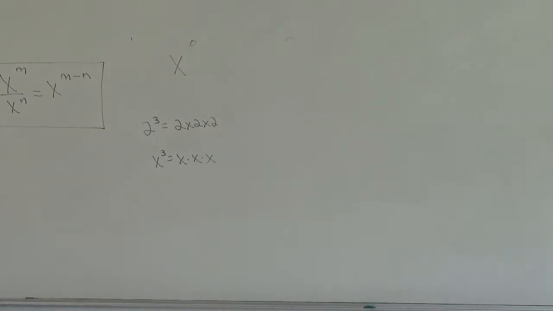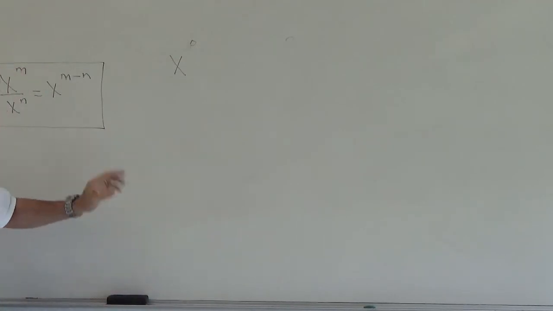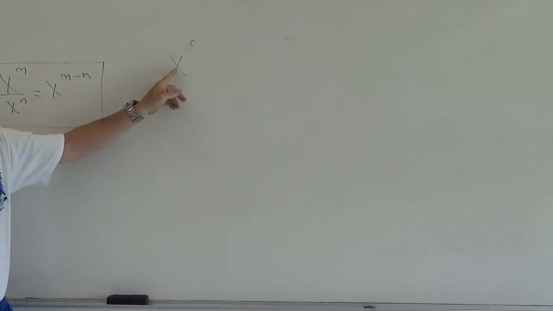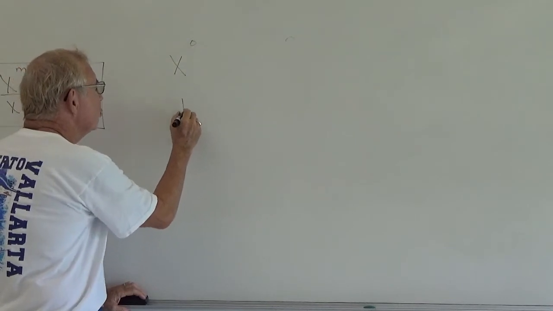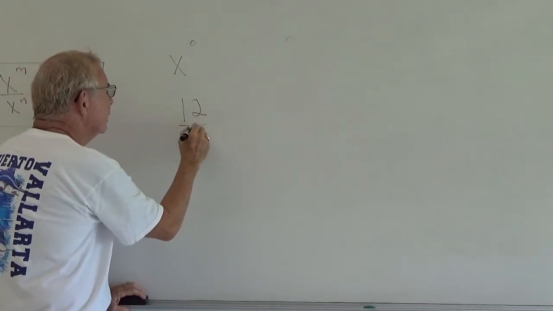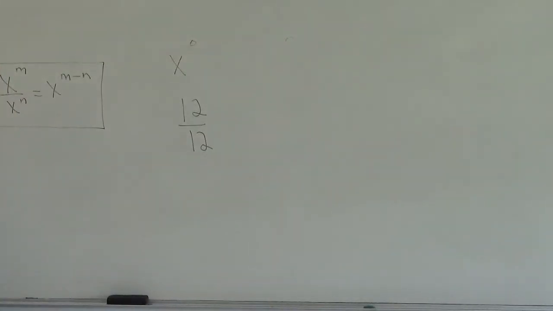So here's what I need you to do. I need you to give me a number. So x can be any number but zero. Any number. Big, small, any number. Give me a number for x. Any number you want. 12. What's 12 divided by 12? Going to say, well, that's 1. 12 divided by 12 is 1. Exactly.